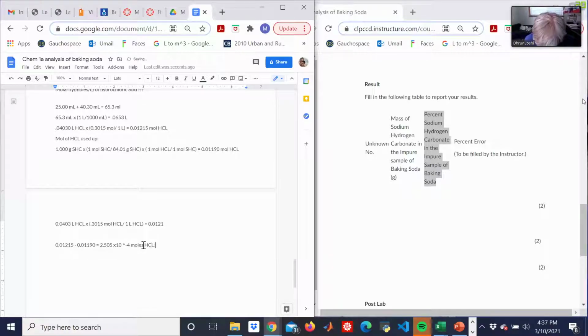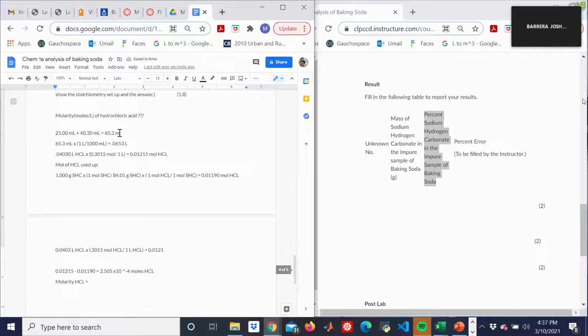Molarity is moles divided by liters. So the moles of HCl in that solution, and you know how many liters there are, gives the molarity of the HCl in the solution. So we take our moles, and we divide by the total liters. Then we're just going to have this number.